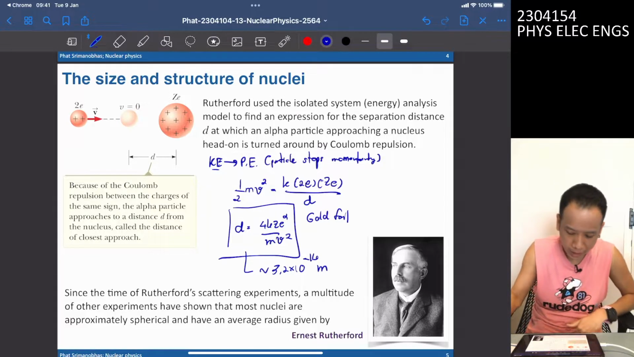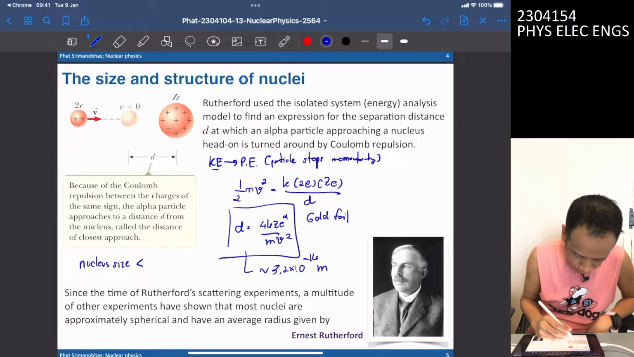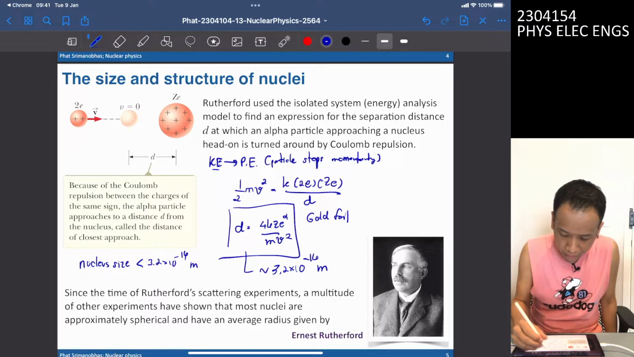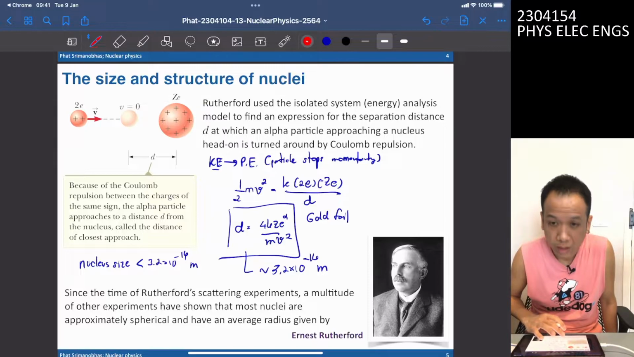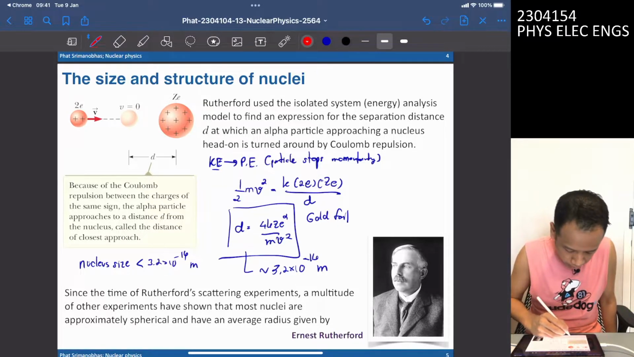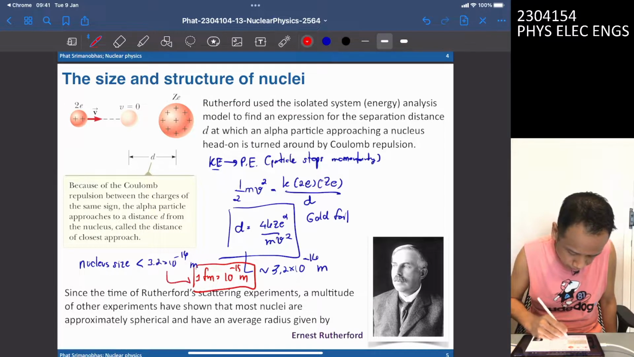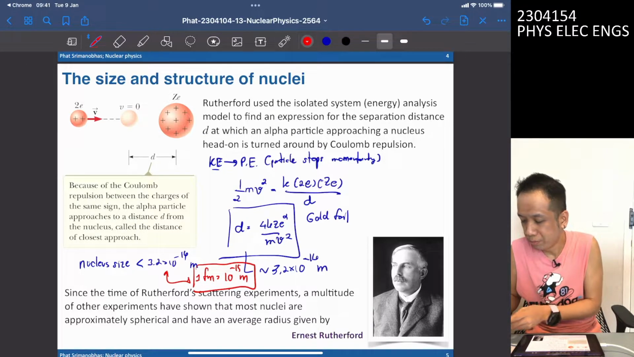And that distance he found, 3.2 times 10 to the minus 14. So he said that the nucleus size should be less than 3.2 times 10 to the minus 14 meters. This is what he got. At present, we say that the nucleus is in the unit of femtometers. One femtometer is 10 to the minus 15 meters, which is roughly the same as the size found by Rutherford.